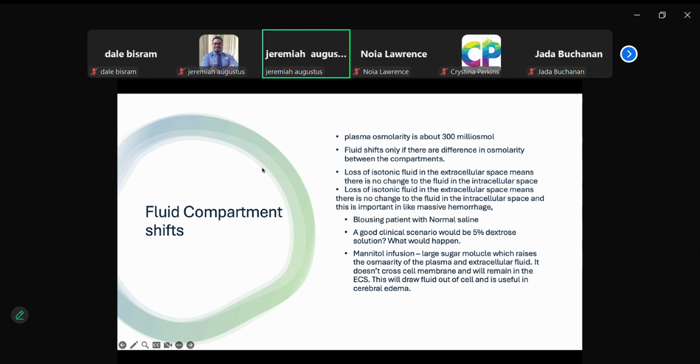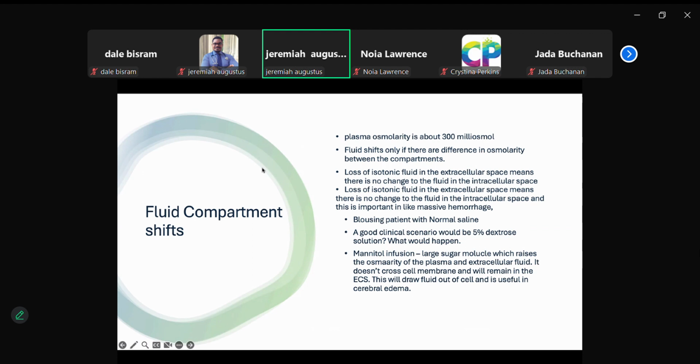So, fluid shift. Loss of isotonic fluid from the intracellular space means that there is no change to the fluid in the extracellular space. Loss of isotonic fluid in the extracellular space means there is no change of fluid in the intracellular space. So when somebody is bleeding out or hemorrhaging, they are only losing fluid from the plasma. They're not losing it anywhere else, because the fluid is not going to move from the interstitium into the plasma since they still have the same osmolarity. As soon as they change it, that's where we have a problem.